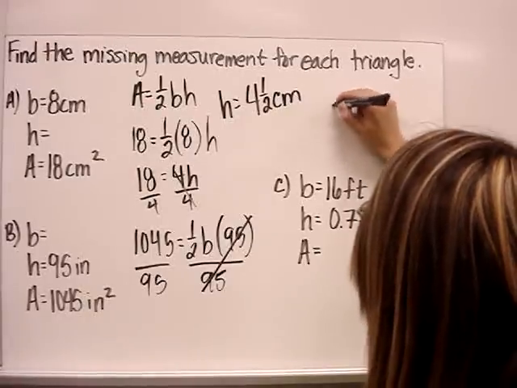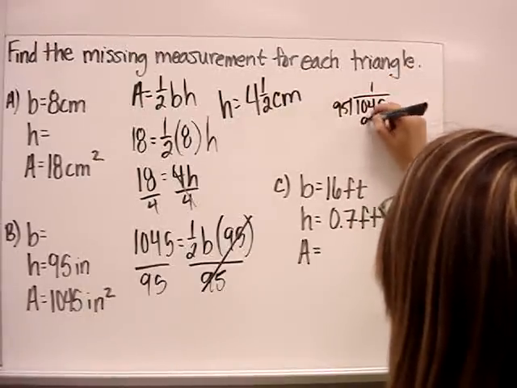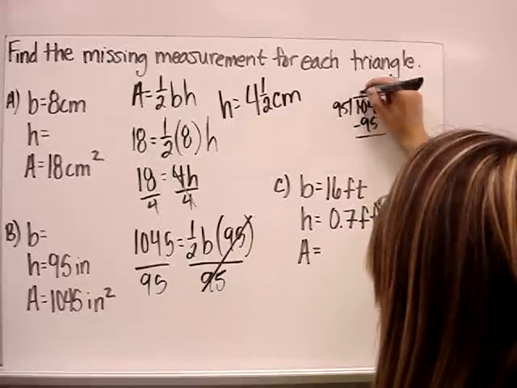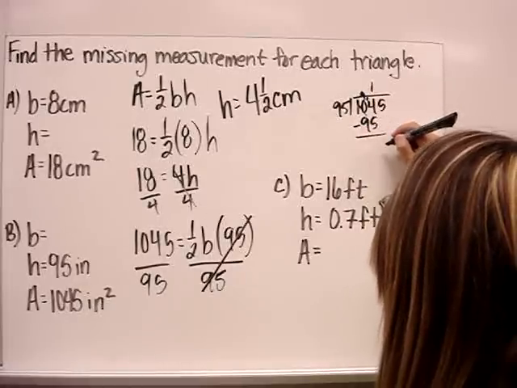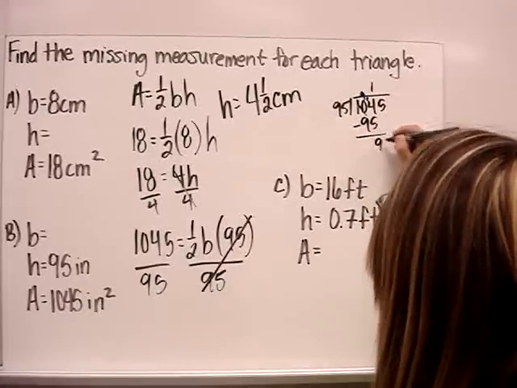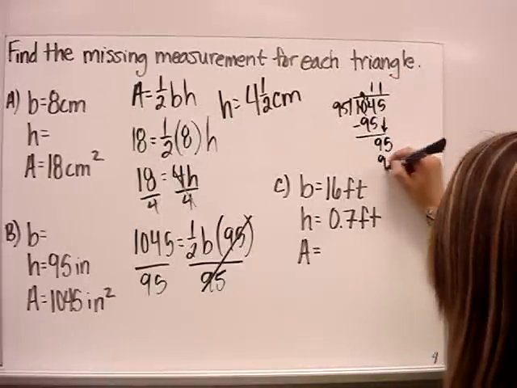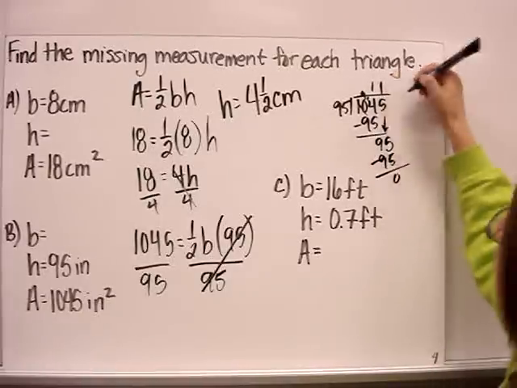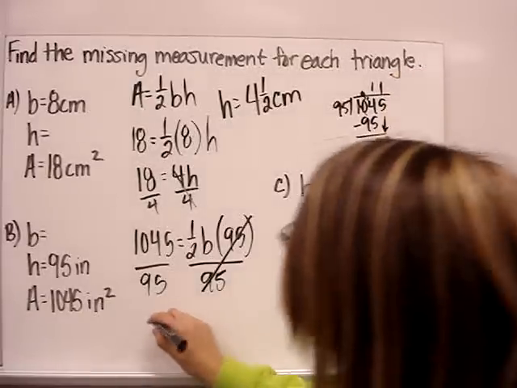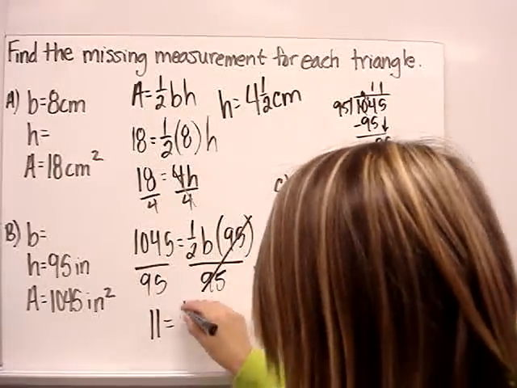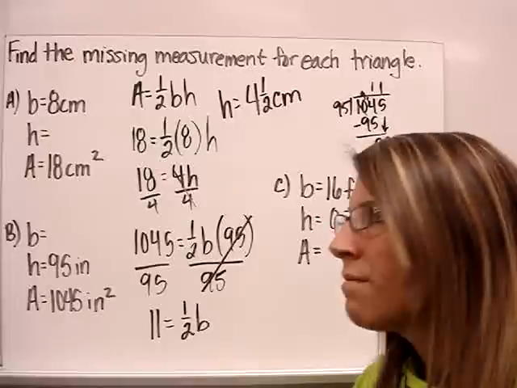1,045. Well, I know it's going to go into 104 once. That's 95. 10, 9, 9. Oh, this is going to work out nicely. 95 into 95 is once. So minus 95. Cool. So 11. So I've got 11 equals 1/2 B.